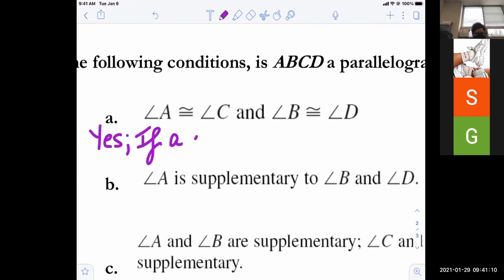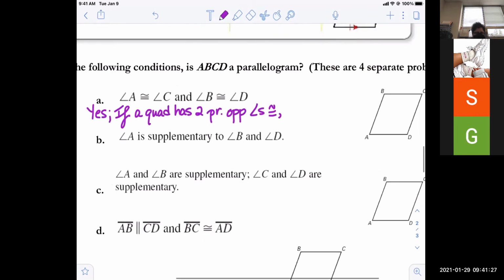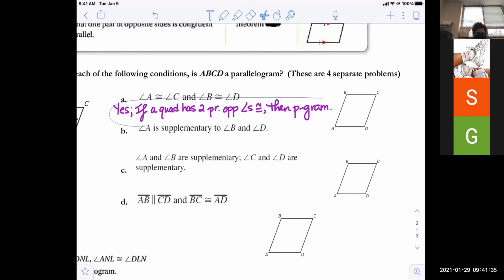If a quad has, how many opposite angles have to be congruent? 2 pairs. Opposite angles congruent. Then what? Then it's a parallelogram. Okay, that's A. I'm going to scoot this over a little bit here.